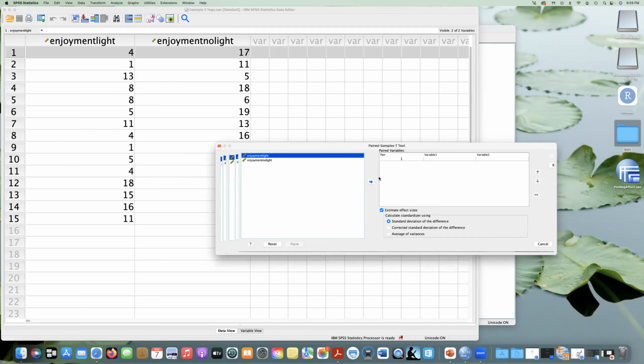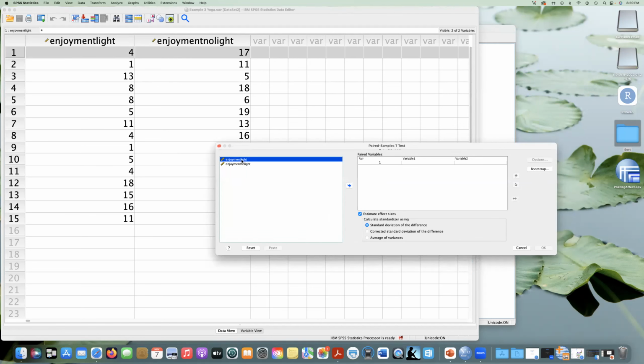So here you can see that we have our enjoyment of yoga with light and our enjoyment of yoga with no light. So we're just going to move those over, and we're going to say variable 1, if my computer wants to behave, and variable 2 is going to be the other measurement. So variable 1 is this first measurement for the same person, and then the second measure for the same person for all of these people in our data set. So we have 15 people in our data set. I do want to calculate the effect sizes. I do want the standard deviation. And I think that's all I'm going to do for now. So I'm going to say okay.